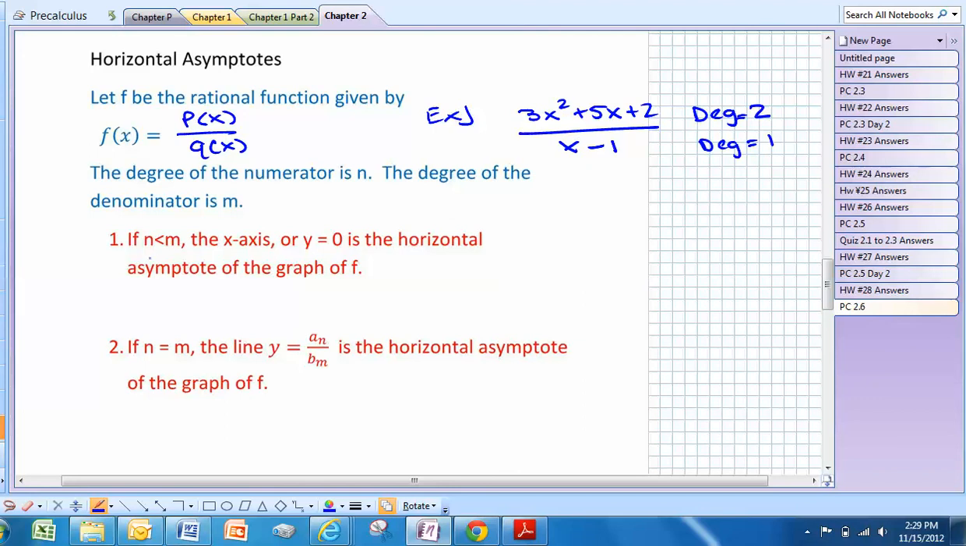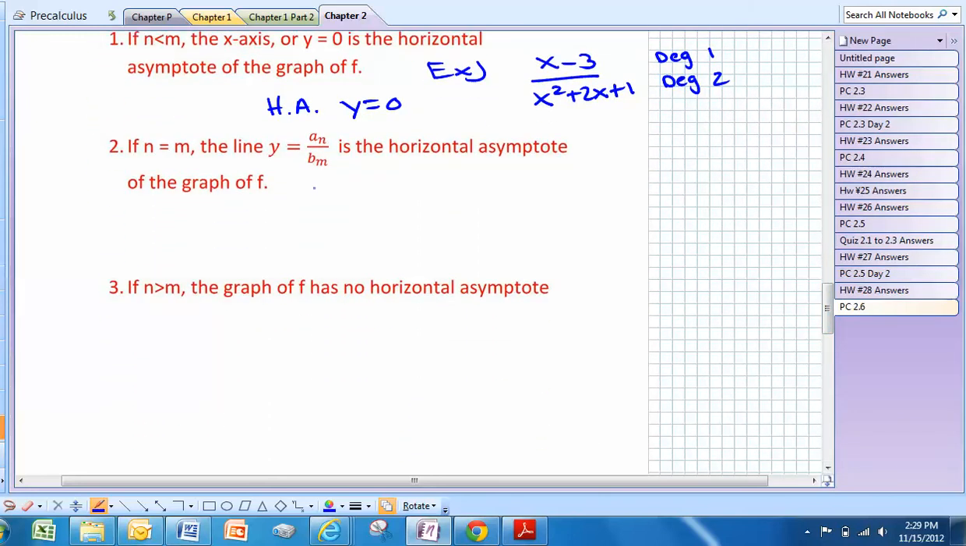If the degree of the numerator is less than the degree of the denominator, that's part 1, the x-axis, or y equals 0, is the horizontal asymptote. So for example, if I had x minus 3 over x squared plus 2x plus 1, see, degree is 1 here, degree is 2 there. So if the degree of the top is less than the degree of the bottom, the horizontal asymptote is y equals 0.